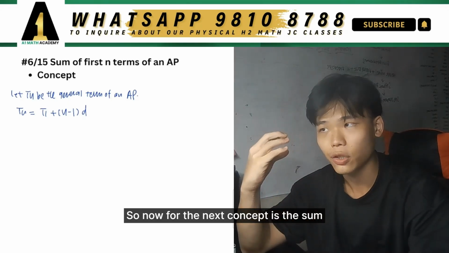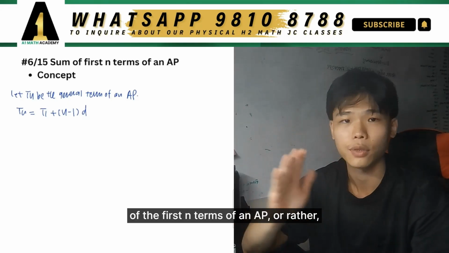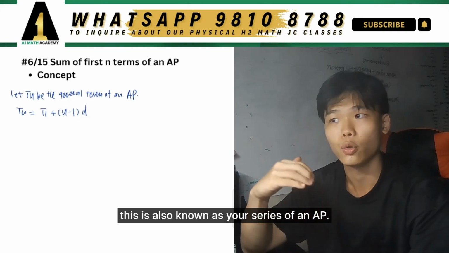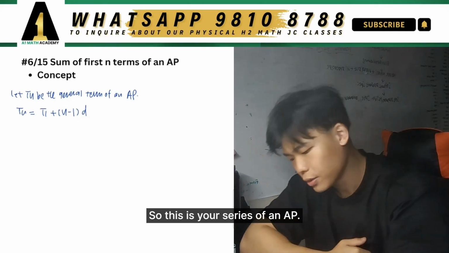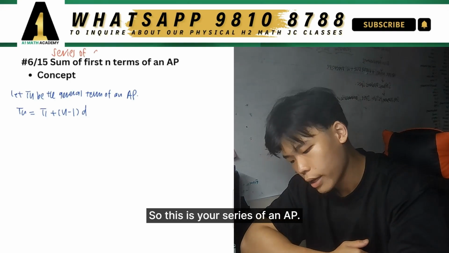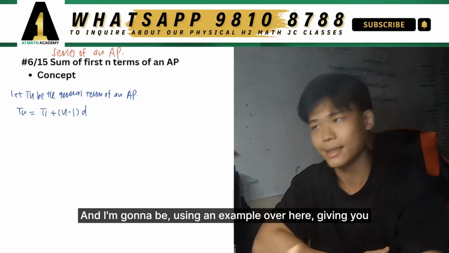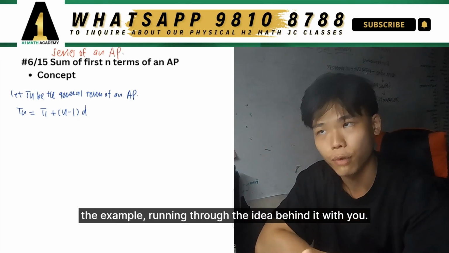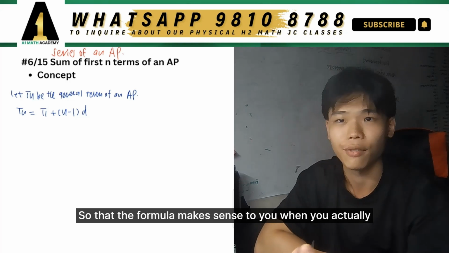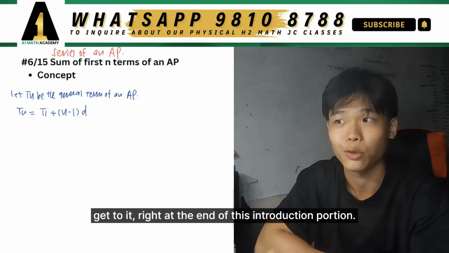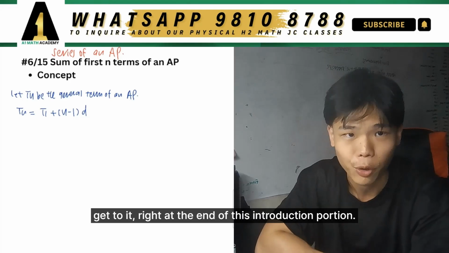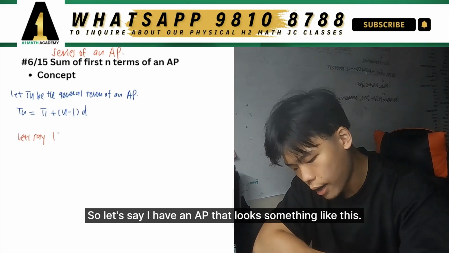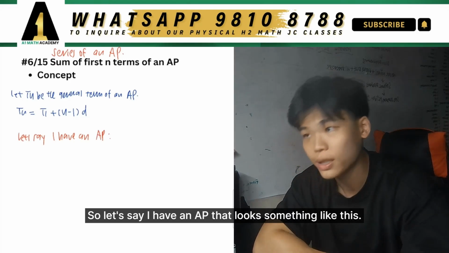So now the next concept is the sum of the first n terms of an AP. Or rather, this is also known as your series of an AP. I'm going to be using an example over here, running through the idea behind it with you so that the formula makes sense to you when you actually get to it at the end of this introduction portion. So let's say I have an AP that looks something like this.